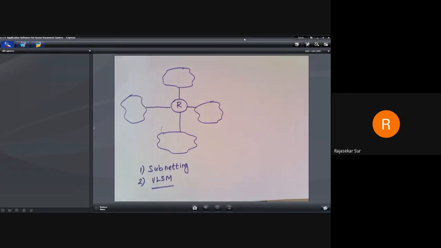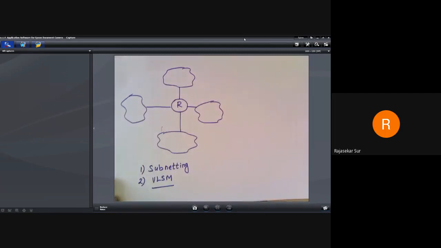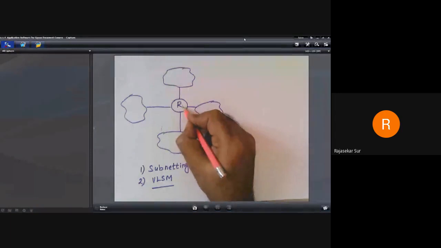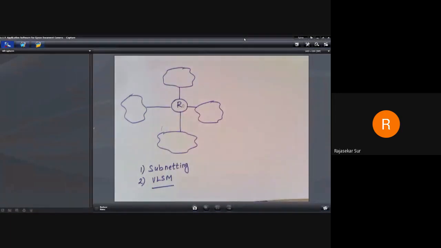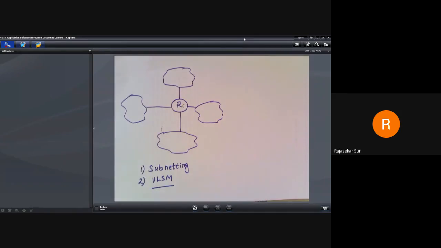Now, a simple question. This is a topology diagram I'm having. Can anyone tell, how many networks are available in this topology diagram? This is a device. Router is a device. In this topology diagram, how many networks are available? Can anyone answer my question? How many? 4 networks available. Very good.